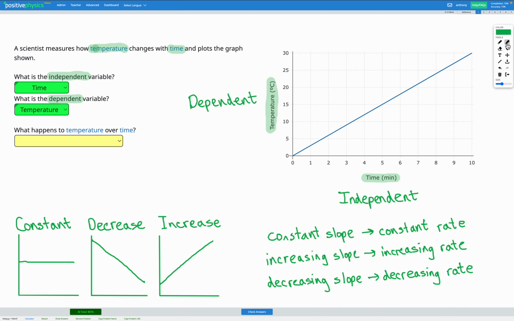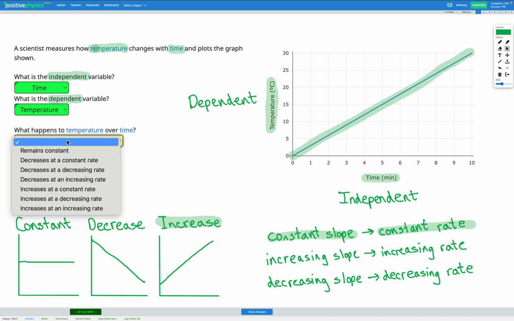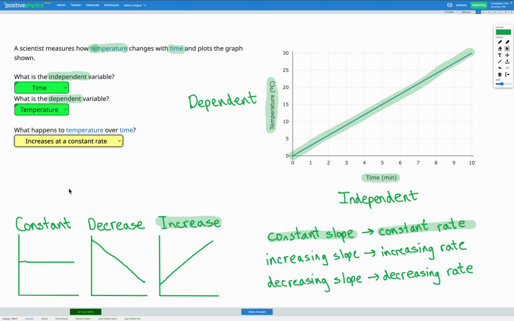So in this particular question, we have a straight line that is going upwards. So we have an increasing trend, and we have a straight line, which means a constant slope and therefore a constant rate of change. So our answer for how temperature changes over time is that it increases at a constant rate.